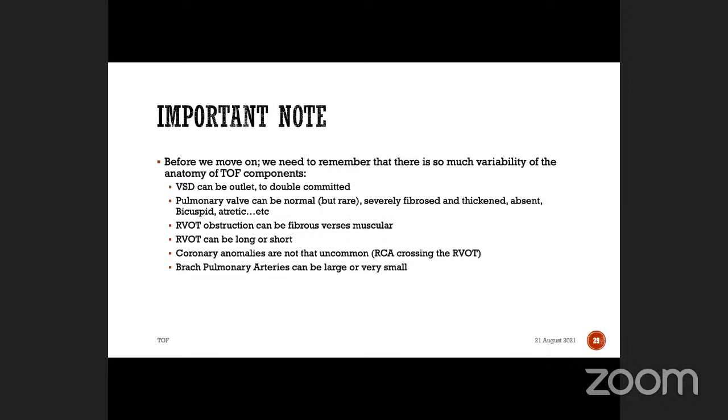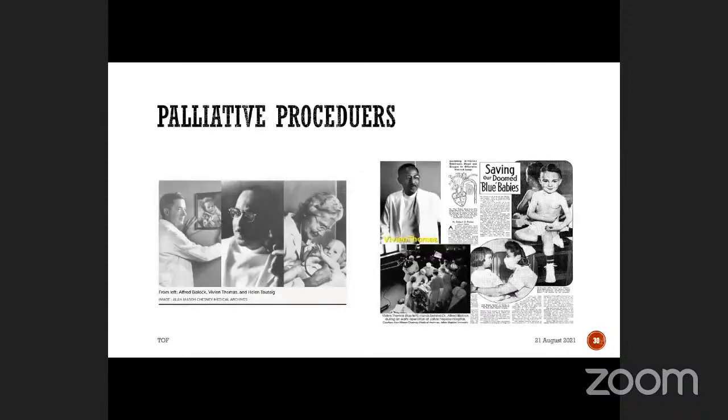Before we move on, we need to remember that there is so much variability of the anatomy of tetralogy. So VSD can be outlet or doubly committed. Pulmonary valve can be normal, but rare, severely fibrotic, thickened, absent, bicuspid. RVOT obstruction can be fibrous versus muscular. RVOT can be long or short. Coronary anomalies are not that uncommon, especially RCA crossing the RVOT, which dramatically affects your surgical approach. Branch pulmonary arteries can be large or very small. So surgical management is dictated by the variability.